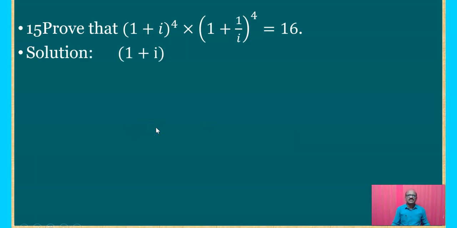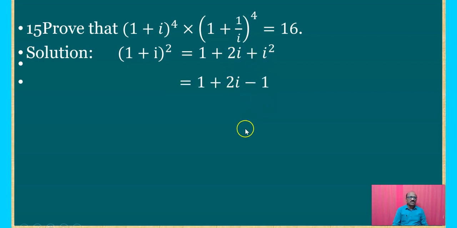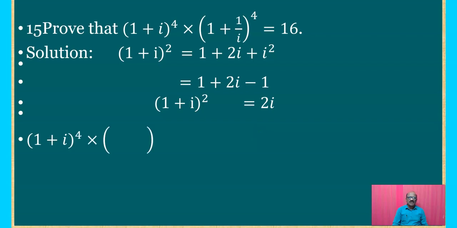Now this is the next example, 15. 1 plus i bracket raised to 4 into 1 plus 1 upon i bracket raised to 4 is equal to 16. Now 1 plus i bracket squared means 1 plus 2i plus i squared. Next, 1 plus 2i, i squared is minus 1, so plus 1 and minus 1 get cancelled. That is 2i.